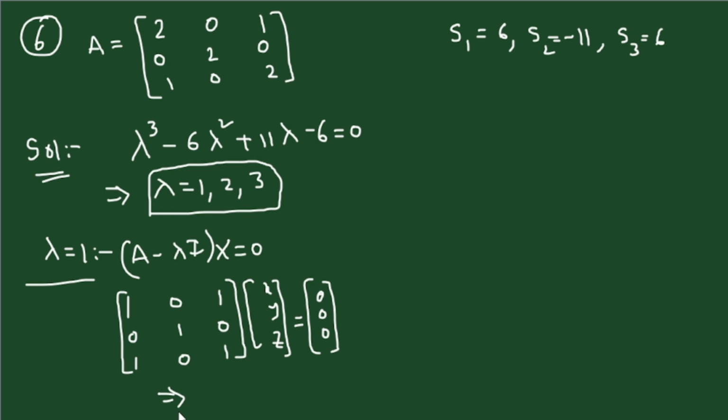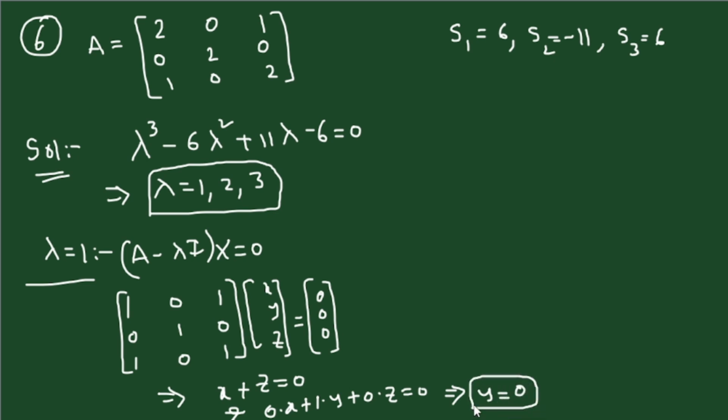So we have got the equations x into 1 plus 0 plus y into 0 plus z into 1. So it is x plus z equal to 0. From the second row, we have got 0 into x plus 1 into y plus 0 into z equal to 0, which implies y equal to 0. So one parameter is fixed, y equal to 0. And from this equation, we have got x equal to minus z.